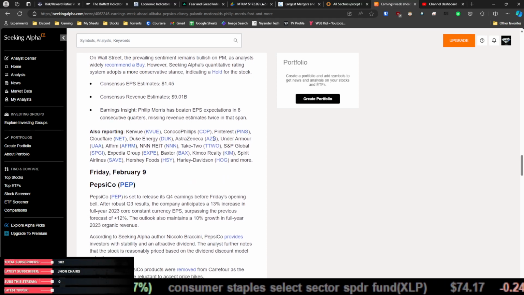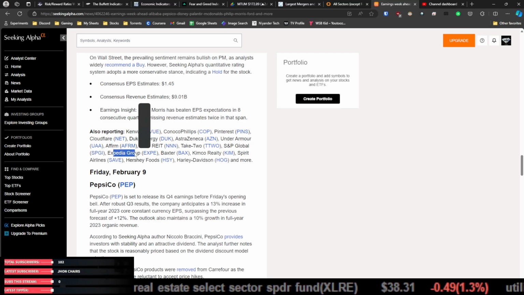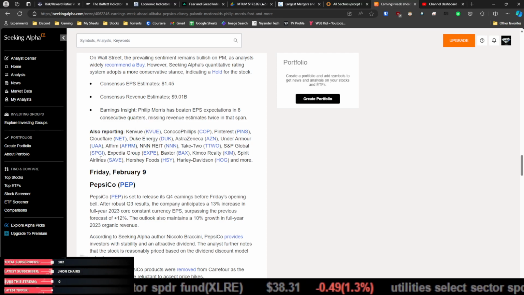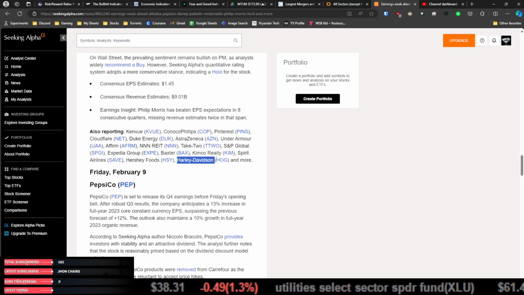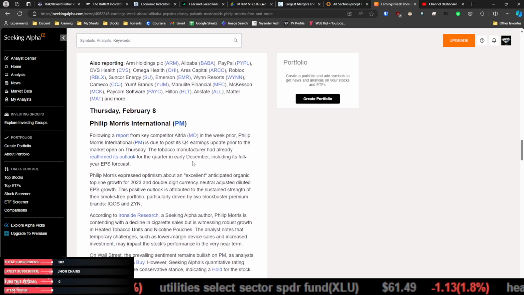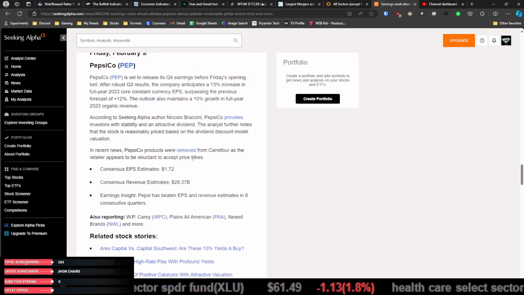Also Pinterest, Cloudflare, Under Armour, Take-Two, S&P Global, Expedia, Spirit Airlines, Hershey's, Harley-Davidson, lots of good companies coming out on Thursday.